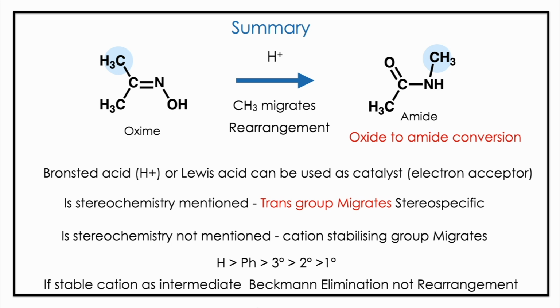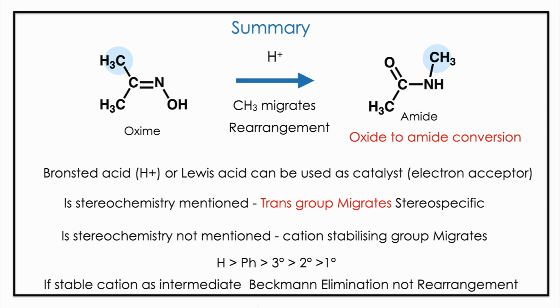Let us summarize what we have seen. Beckmann rearrangement is the conversion of an oxime into an amide through the migration of the trans group. Here the catalyst can be a Lewis acid or a Bronsted acid. The migrating ability is decided by the stereochemistry. If stereochemistry is specified, the trans group migrates. If stereochemistry is not specified, the cation-stabilizing group migrates.